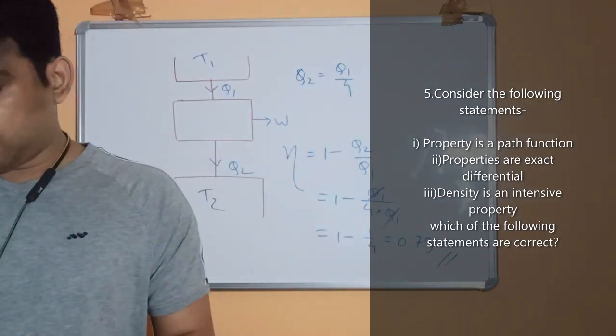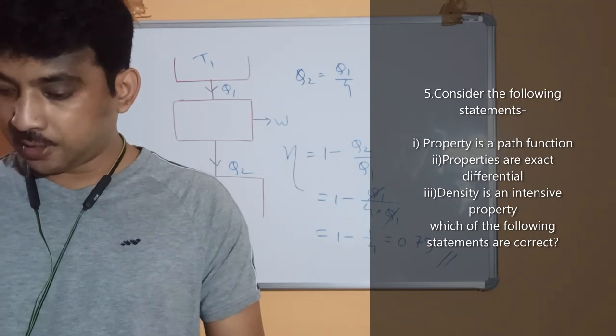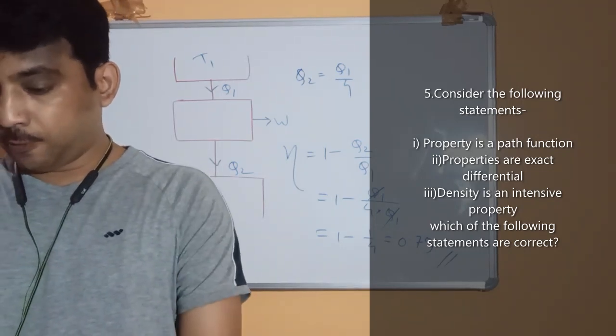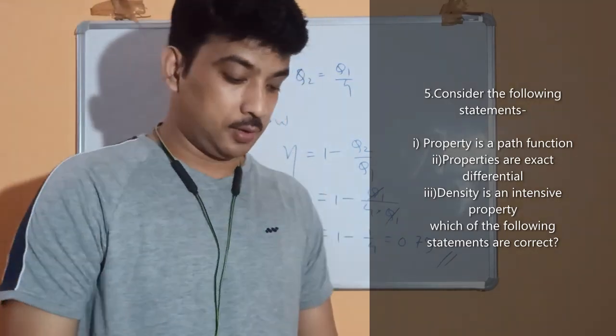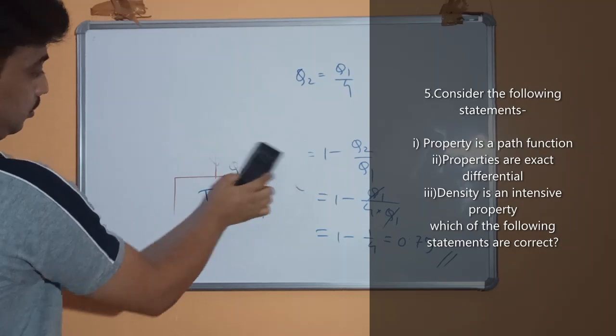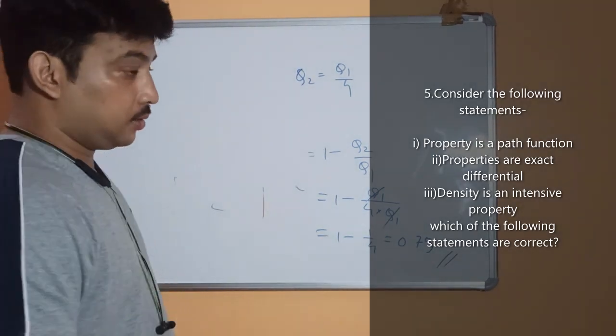Consider the following statements. Property is a path function. Properties are exact differential. Density is an intensive property. Which of the following statements are correct? Okay. So statement 1. Statement 1 says that property is a path function.